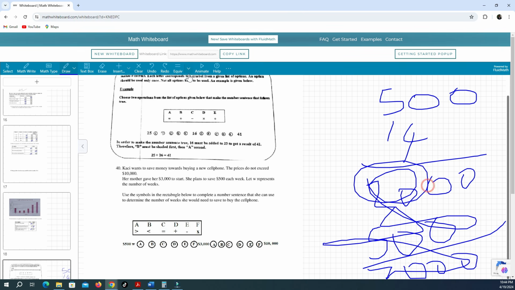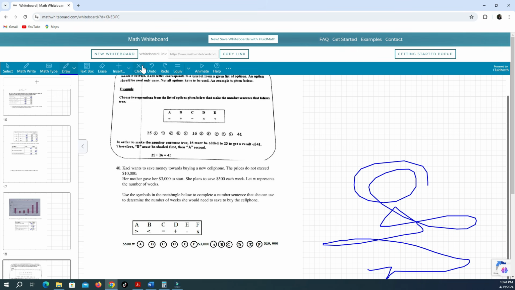So it would be, oops, clear that as well. No, it's not going anywhere. Oh my word. Yeah, that's what you get from playing around. All right, so it's 14 weeks, I am sure, right? So it should be $500 a week plus the 3,000, right? So $500. Let's see how we do this.